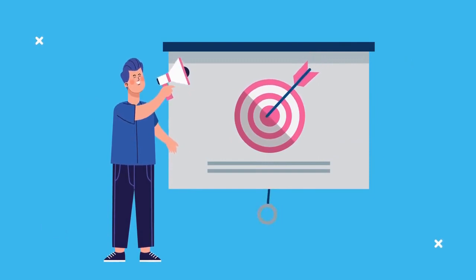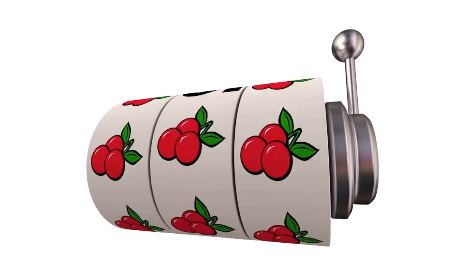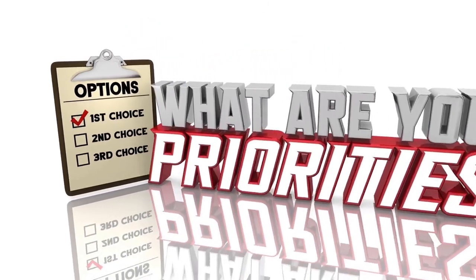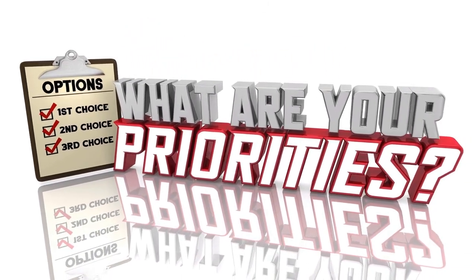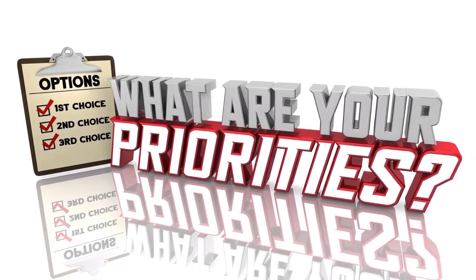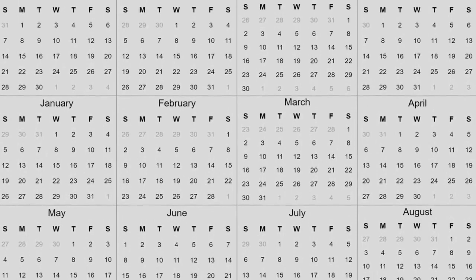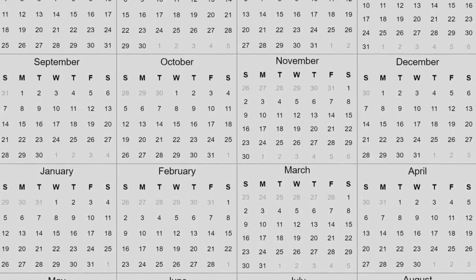Step 5. Withdraw your earnings. When you're ready to withdraw your earnings, AdFly offers several payment options, including PayPal, Payoneer, and Payza. You'll need to have at least $5 in your account to withdraw your earnings, and AdFly pays out on a monthly basis. And that's it.